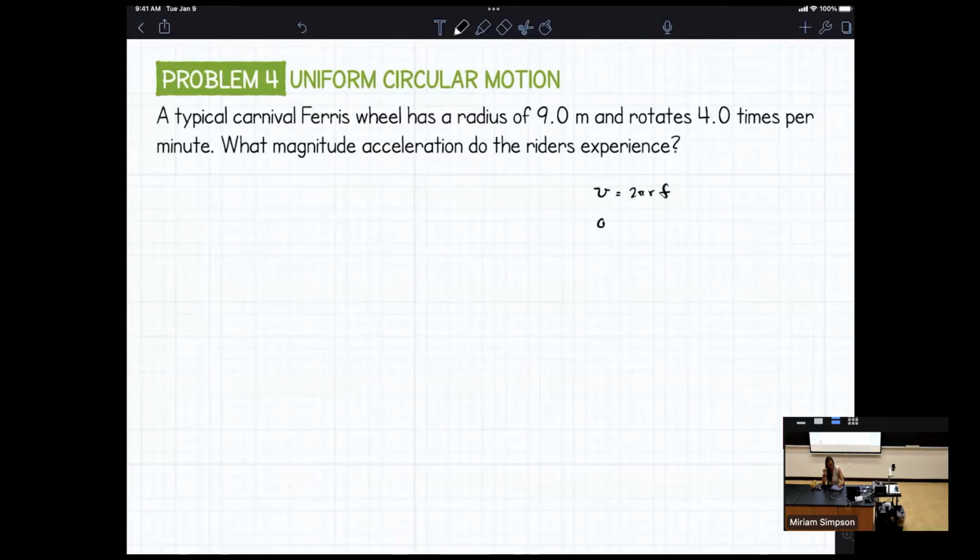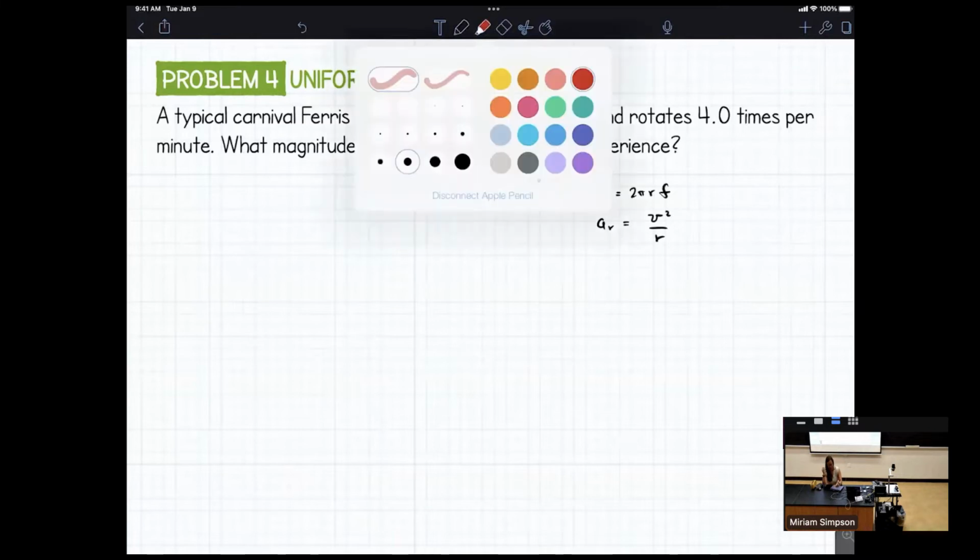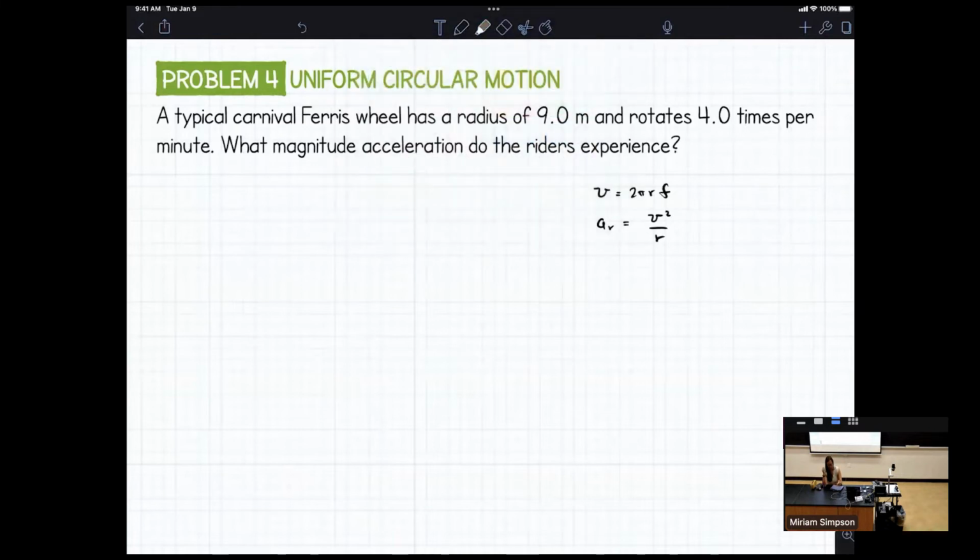And then we also know our acceleration, which I'll call radial acceleration, is speed squared over r. Okay, so reading through our problem, as we sometimes do, what do we have? Well, we have the radius, 9 meters, and we also have this 4 times per minute, which we can assume is a frequency. So we're given the radius and the frequency. So the radius, that's nice, it's already in meters, so that's 9.0 meters.